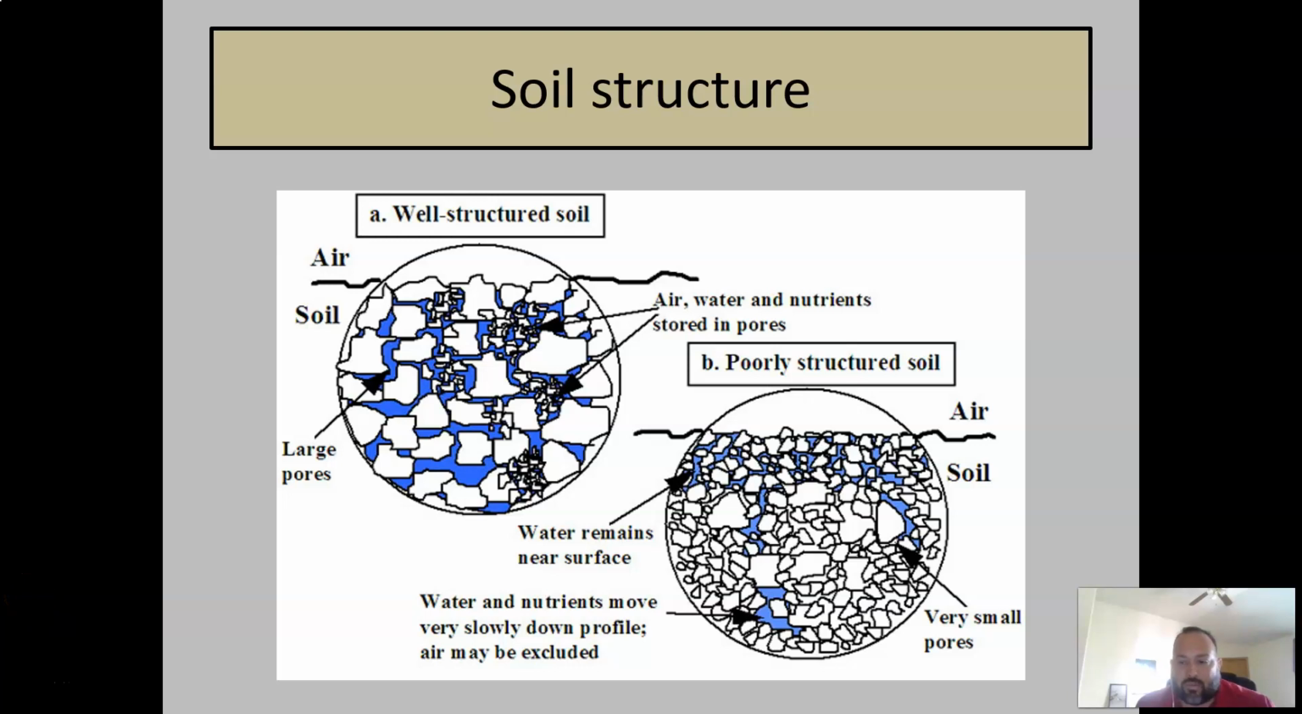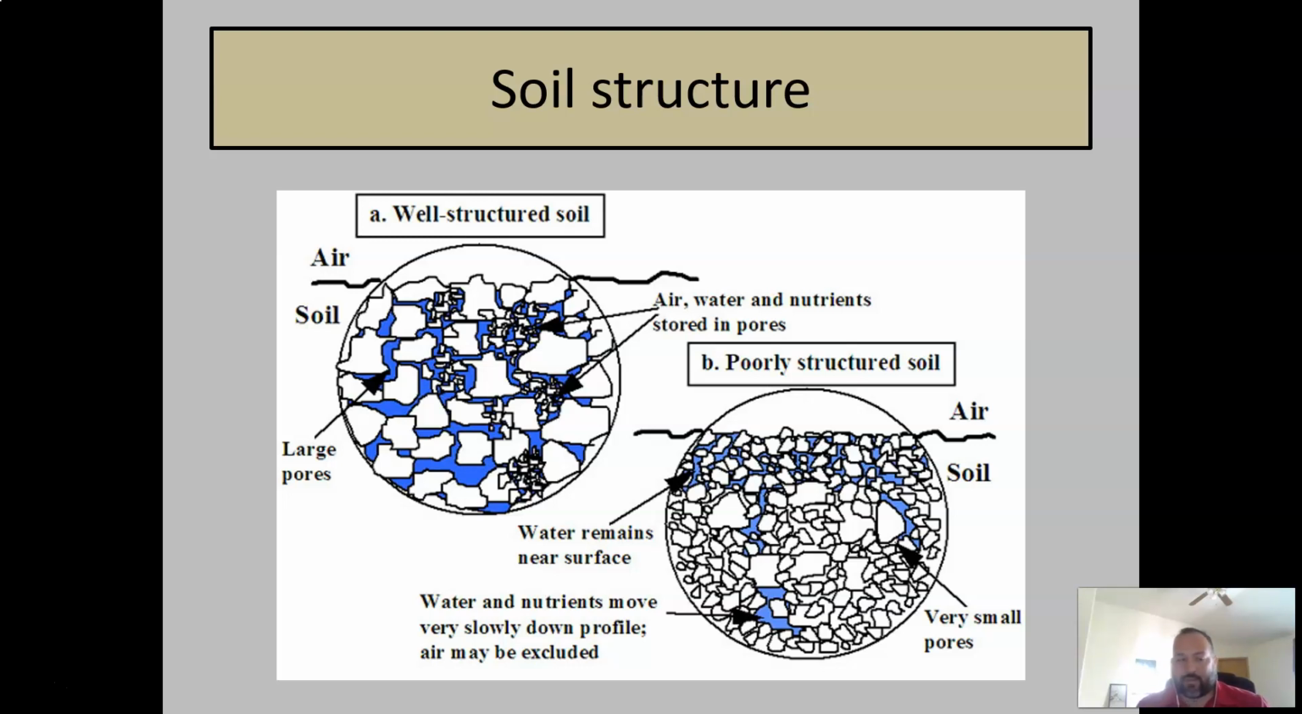So the big issue with compaction is the idea that you're going to have these very small pores. With smaller pores as opposed to larger pores, you're not going to allow water to move into the soil as well. You're not going to allow air to move into the soil as well. And when that happens, the water and nutrients move very slowly through the profile.